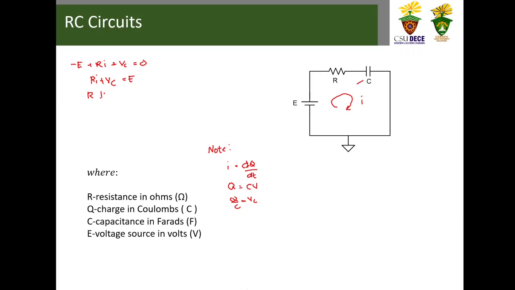Okay, so what we have is R times dq over dt plus the value of the voltage across the capacitor is equal to Q over C. So this is the value of our equation for differential equation. Now, let us look for an example and solve a problem involving RC circuit.